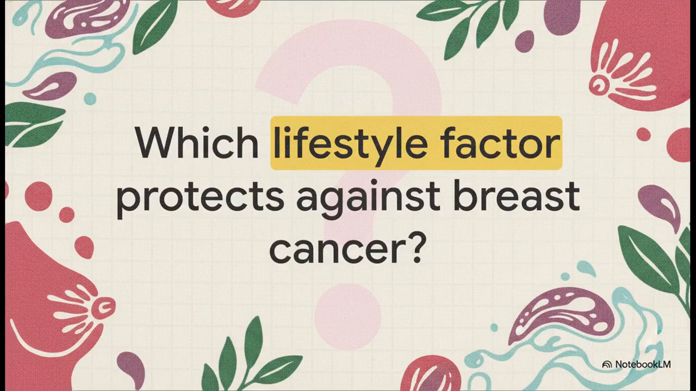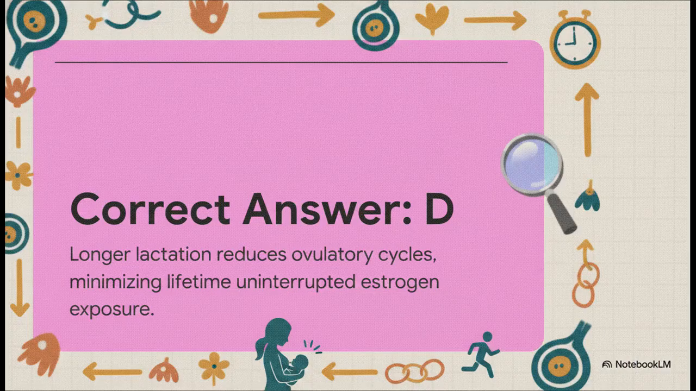Question 5. Which of the following protective lifestyle factors can successfully reduce the risk of developing breast cancer? A. Early menarche. B. Nulliparity. C. Late menopause. Or D. Longer lactation periods. The protective factor here is D, longer lactation periods.